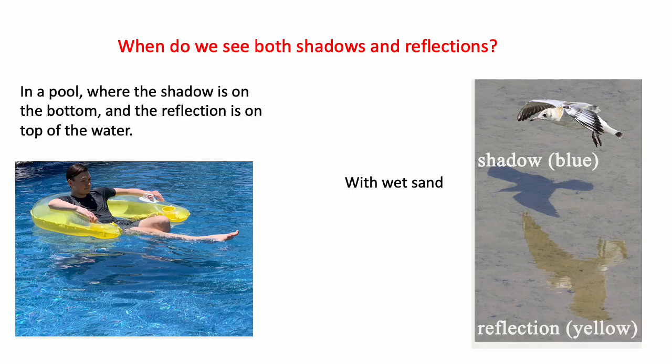There are several situations when we see both shadows and reflections. In a swimming pool, we'll see the shadow on the bottom of the pool, and we'll see little reflections on top from the person and the float. Another is wet sand, where we see the shadow on the sand and it has a bluish tint, and we see the reflection from the thin layer of water on top of the sand, and it has a yellow tint.